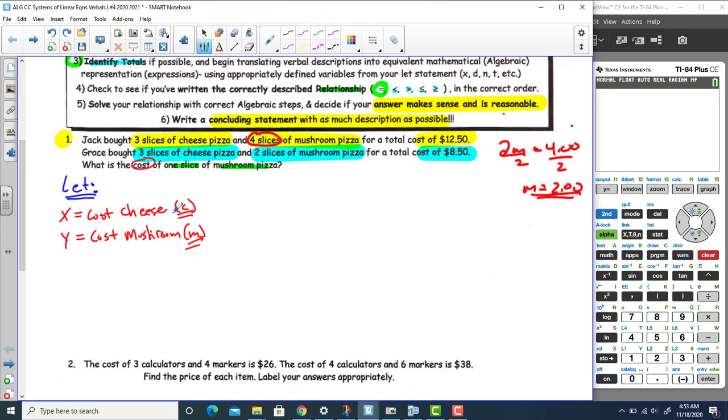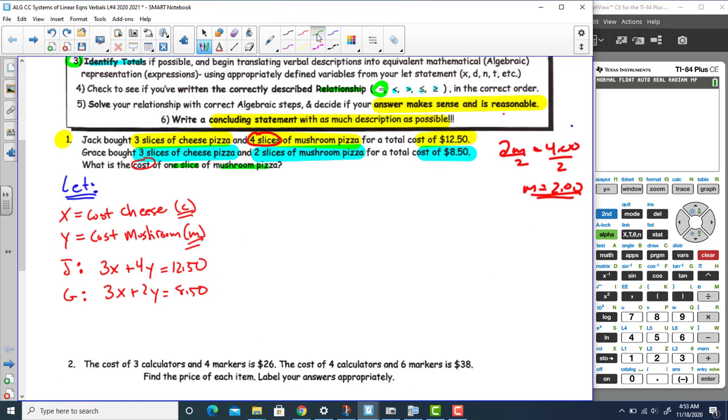So there are 2 equations here. There's Jack, and Jack's equation would suggest that he's got 3 cheese pizzas and he's got 4 mushroom pizzas. And together they're $12.50. And we've got Grace, who also purchased 3 cheese, but only purchased 2 mushroom, and it's costing her $8.50.